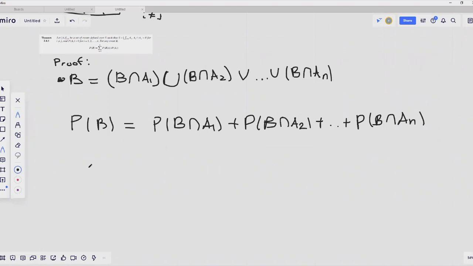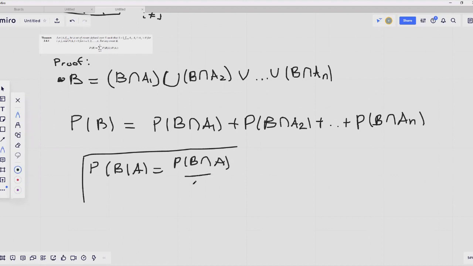Now let's recall our formula for conditional probability. Probability of B given A is equal to the probability of B intersection with A over the probability of A, from which we can express the probability of B intersection with A as the probability of B given A multiplied by the probability of A.